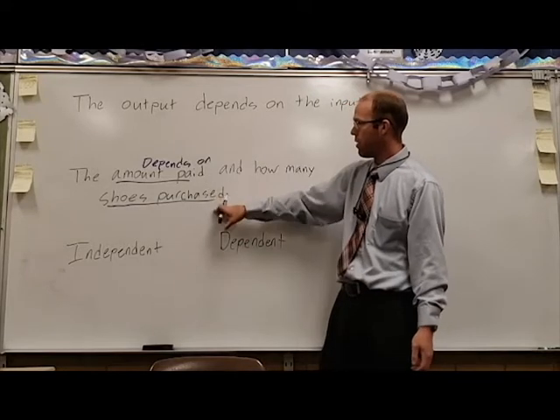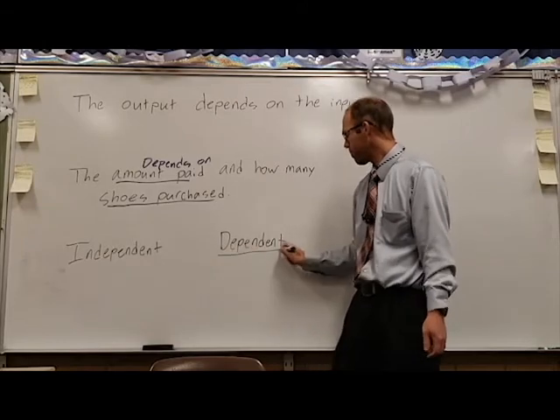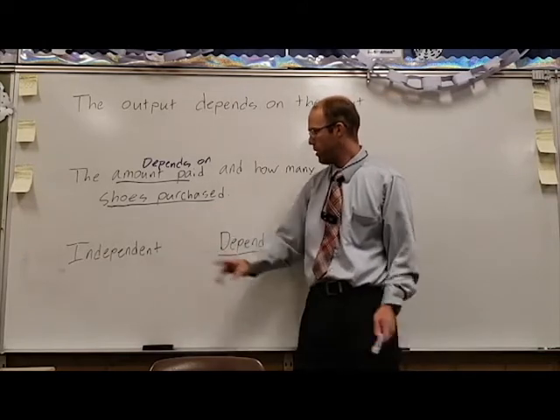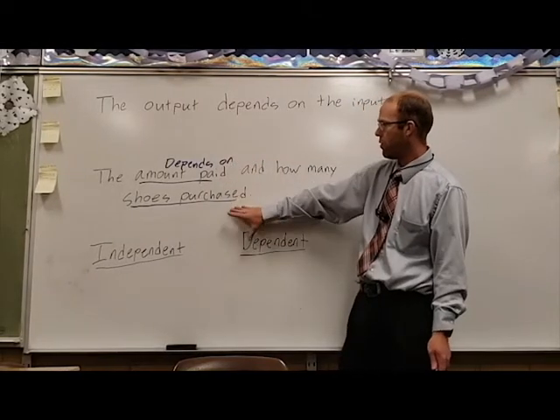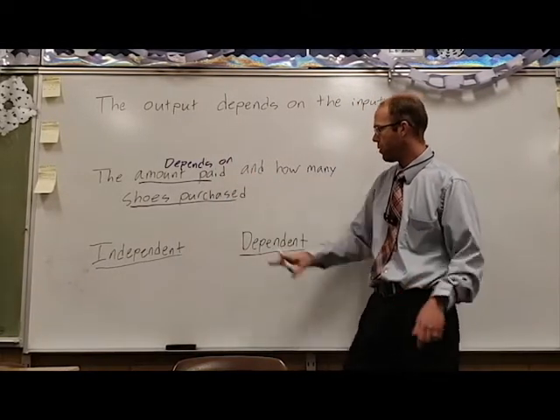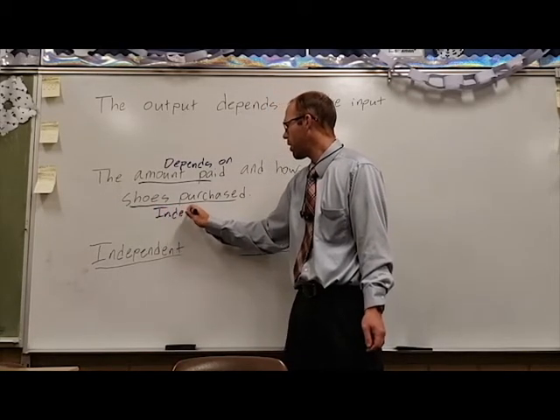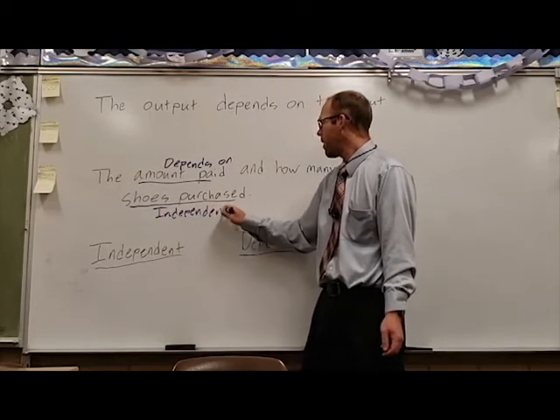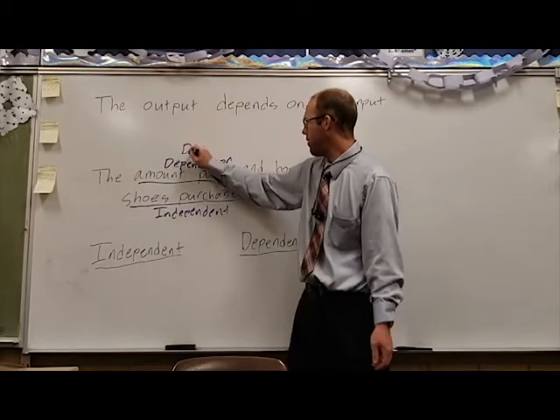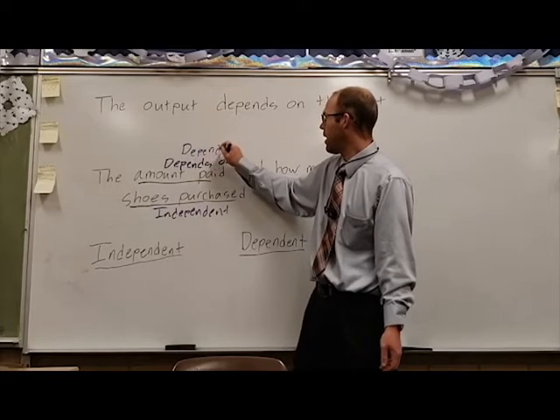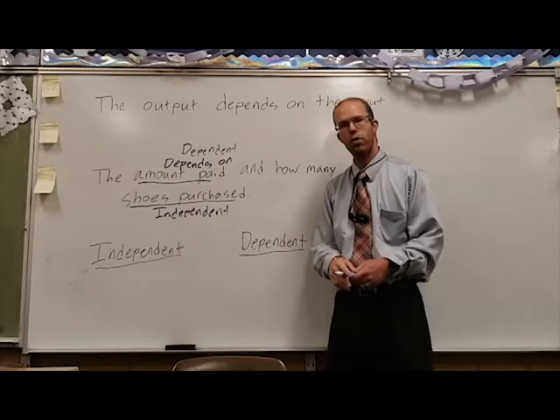So this actually introduces a word called dependent. And the counter to dependent is independent. So if we were to use those words for these two variables, the amount of shoes purchased would be our independent variable. And the amount paid would then be our dependent variable. Again, because the amount paid depends on the number of shoes purchased.